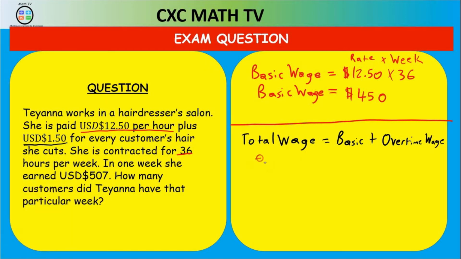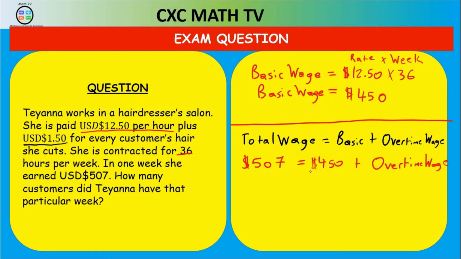So now, of course, her total wage, $507, is equal to her basic wage, $450, plus the extra money that she makes from the additional customers that she does their hair, right? It's a hairdresser salon. I really don't understand that business. So I'll just call it overtime wage, all right? We're just calling it overtime wage.